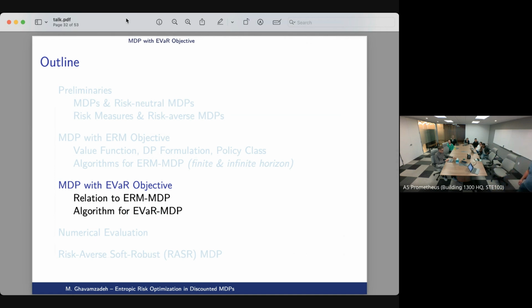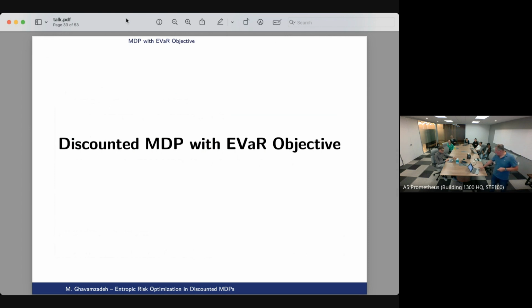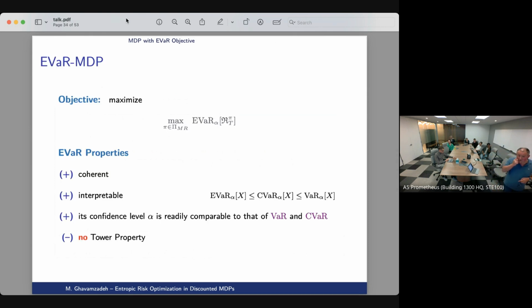Okay, so now let's go to EVAR and see what EVAR is, because maybe you are not happy with the mean and variance form of risk measure. You care more about the tail of the distribution. As you can see, ERM is related to mean and variance. Those people who are interested in the tail are interested in VAR and CVAR. So now we propose EVAR as a surrogate for VAR and CVAR. So let's see how we can solve EVAR. Again, in the optimization problem, the objective is finding a policy such that the EVAR at risk level alpha of the return is maximized.